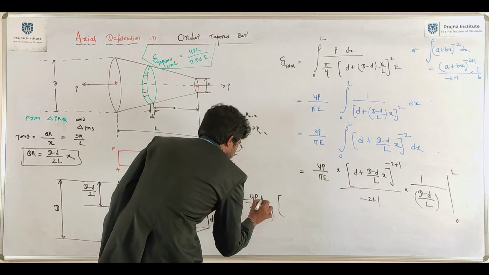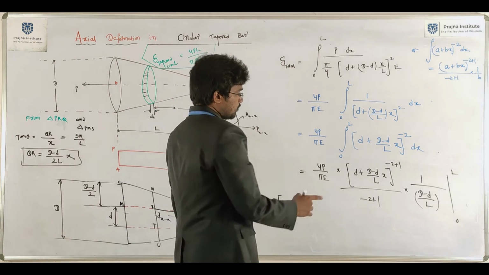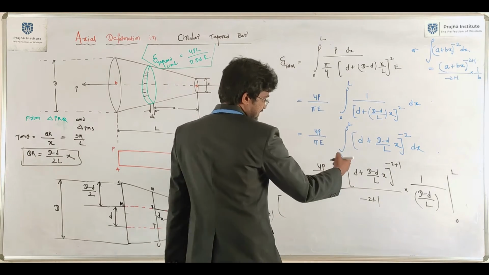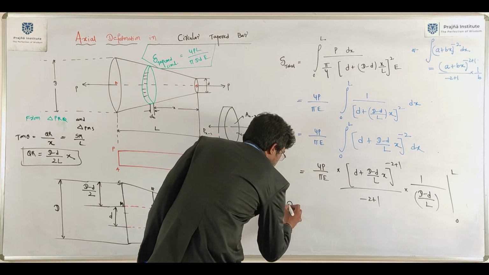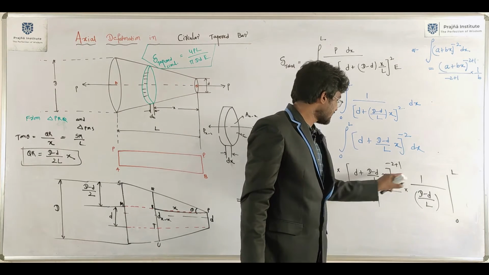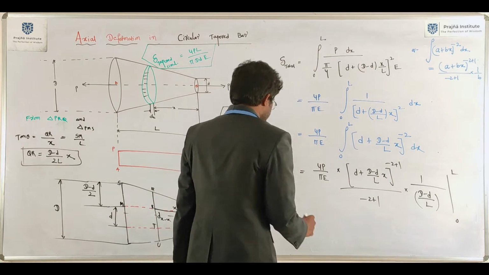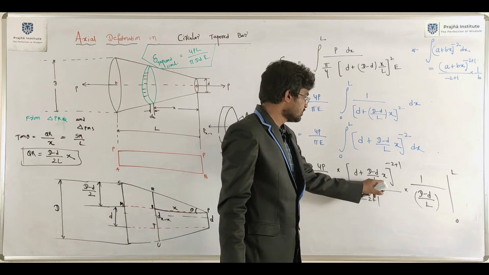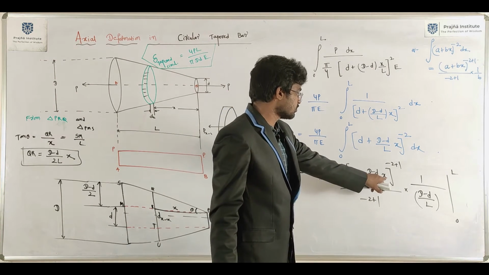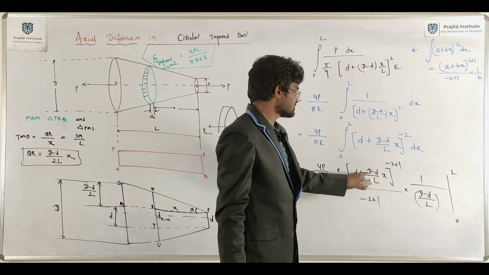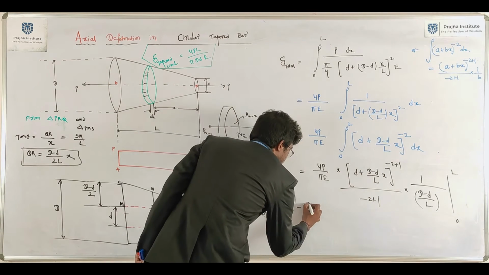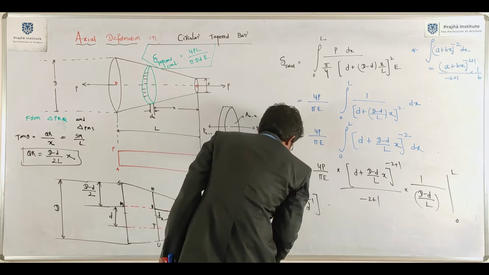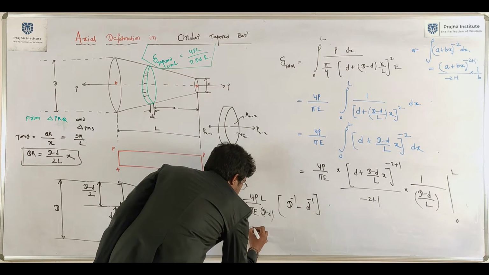Here you will get minus. Once you keep L, you will get a capital D. Substitute L here. Okay? D power minus 1. Once you keep x equal to 0, x equal to L in the sense, d power minus 1 minus small d power minus 1. What you will get, tell me here?